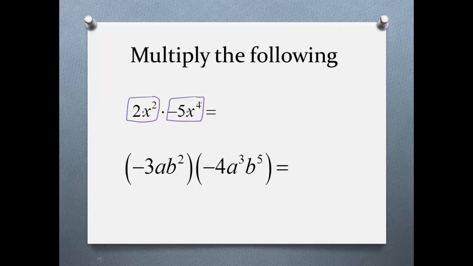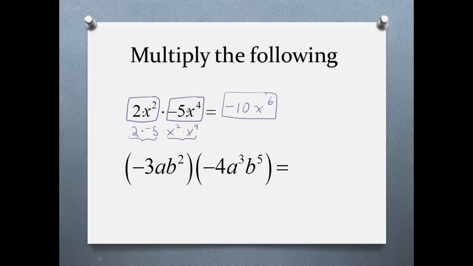When we multiply these together, we need to remember that when you have all multiplication as your operation, we have something called the commutative property that allows us to rearrange the factors. So if I felt like it, I could rewrite the 2 times negative 5 next to each other, and I could rewrite the x squared times x to the fourth next to each other. And then I could just multiply the coefficients and multiply the factors that involve x. 2 times negative 5 is negative 10, and x squared times x to the fourth is x to the sixth. Then you need to remember that when you have like bases that are multiplied, you add the exponents.